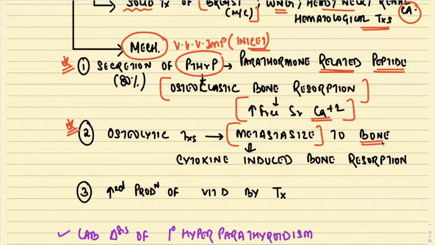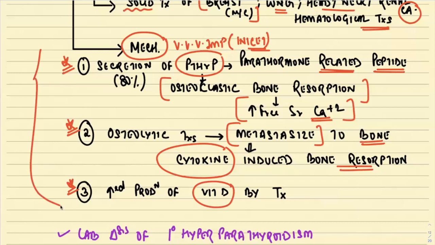Okay, so over there, that tumor is going to release certain cytokines, which are going to induce bone resorption. So this is called cytokine-induced bone resorption. And lastly, the tumors might cause increased production of vitamin D, and that increased vitamin D will cause increased intestinal absorption of calcium. So these are the three very important mechanisms related to malignancy-associated hypercalcemia. Should be very, very clear.